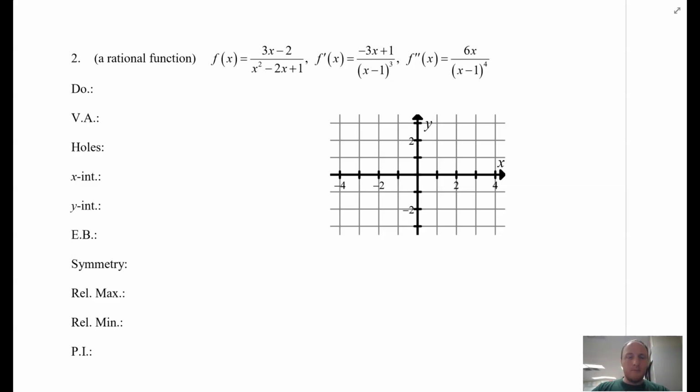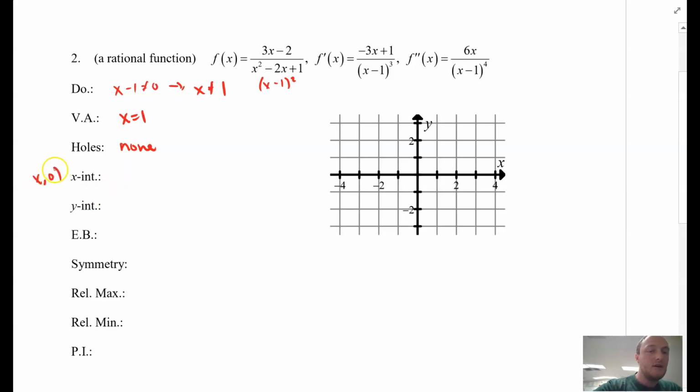But it says the first thing on our menu is domain. So for domain, I have a rational function. Remember, rational functions, we can't have the denominator be 0. So I need to factor this denominator, which happens to be x minus 1 squared, right? So x minus 1 cannot be equal to 0, which produces x cannot be positive 1. Okay, and since nothing canceled here, we don't have any holes, we have a vertical asymptote at x equals 1.